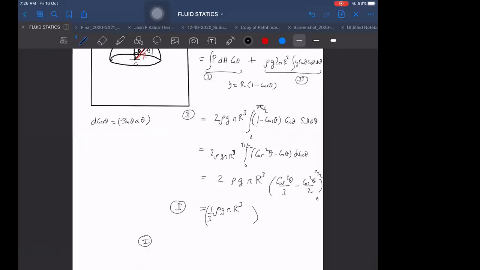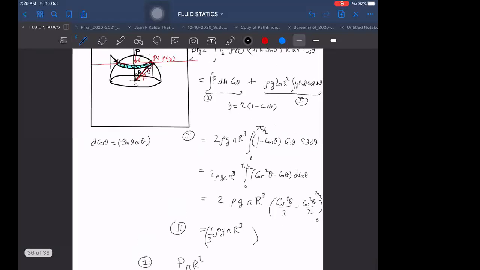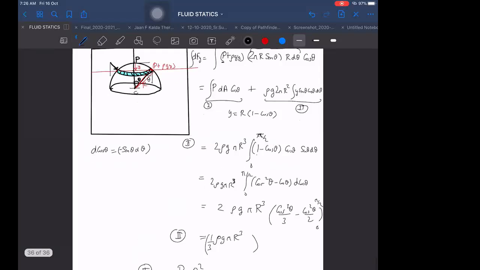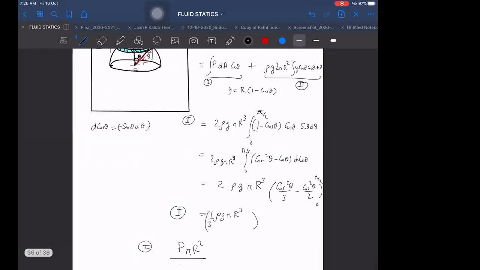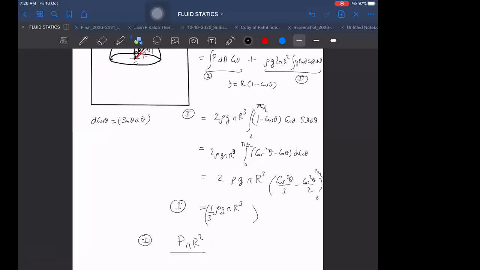P pi r square. You are exactly right. First term will be P into pi r square. I could have got the first term orally. How will I do it orally? I have discussed such methods before also. Let me discuss it again.